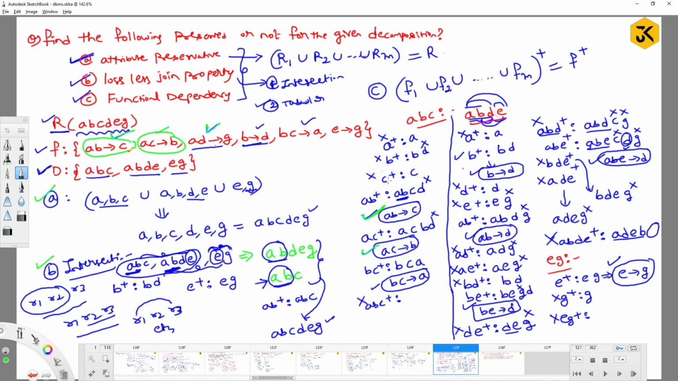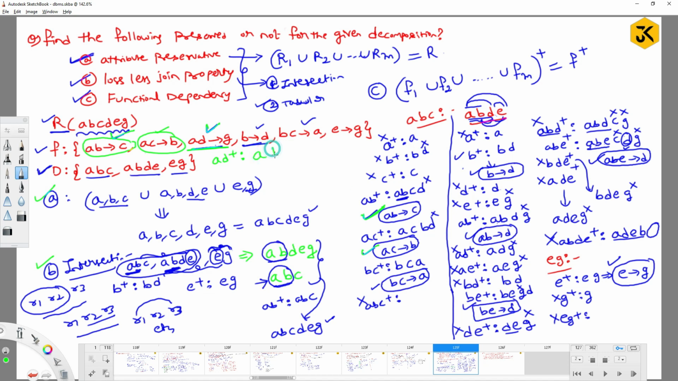Guys, wait. Here if you are able to observe, AD determines G is not there. So now what can you do? You have to find out the closure for this one, right? You have to find out the closure for AD on the decomposed sub relations. So what is AD closure on the sub relations?